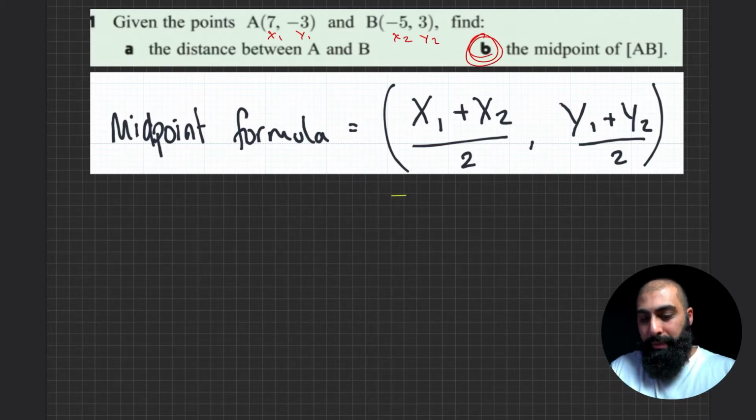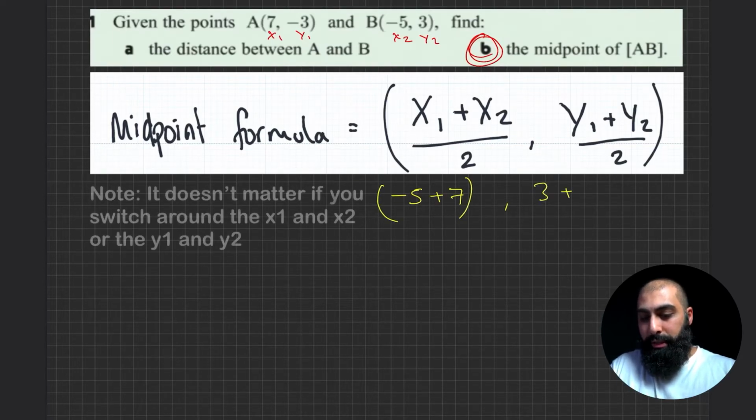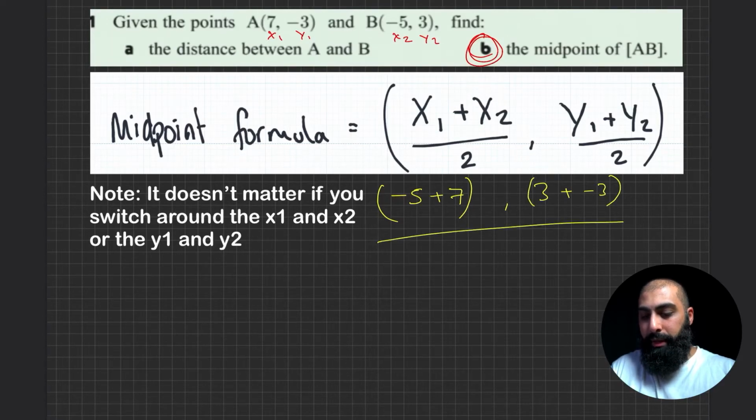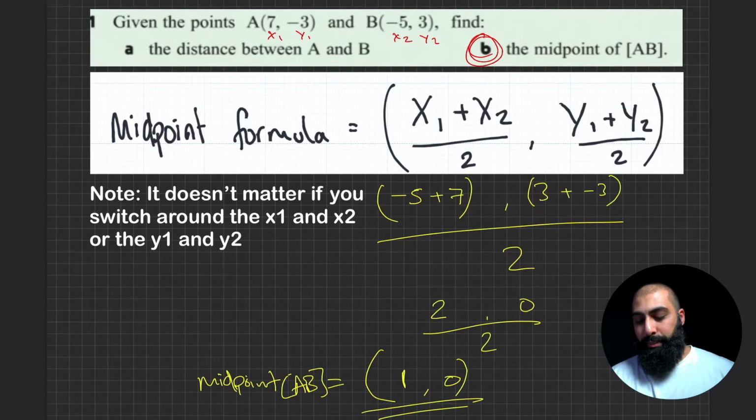We're going to do -5 plus 7, and then we're going to do y2, which is 3 plus -3. Divide the whole thing by 2. So -5 plus 7 is 2, and then 3 plus -3 is 0, and we need to divide the whole lot by 2. So we're going to get 2 divided by 2, which is 1, and 0 divided by 2, which is just 0. The midpoint of AB is going to be (1, 0).